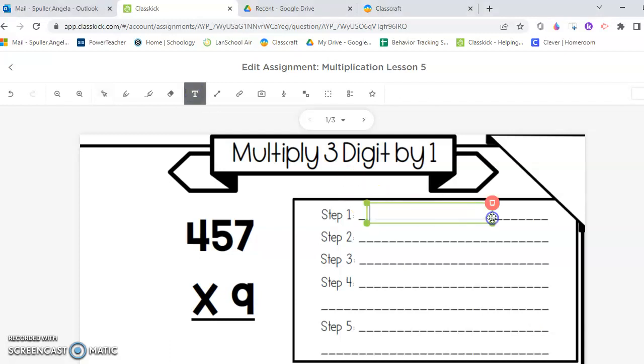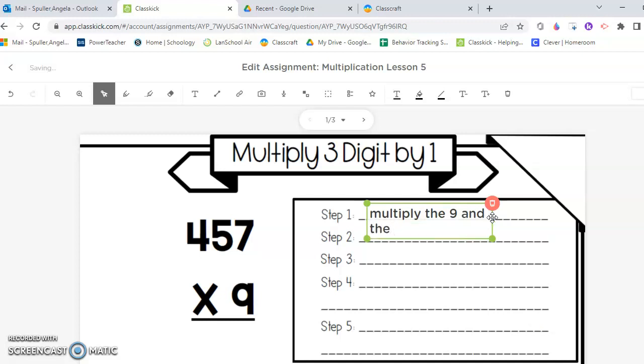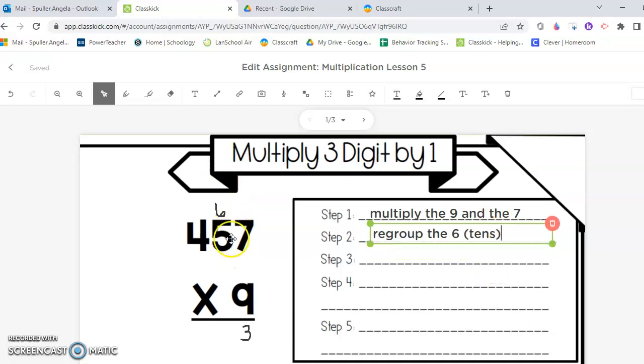Our first step is to multiply the 9 and the 7. Okay, so that's what we're doing first. So we're going to say 9 times 7 is 63. We're going to keep the 3 and regroup the 6. So our second step is to regroup the 6. Okay, I'm going to put tens behind it so I remember why I regrouped it. I regrouped it because it needed to be in the tens spot.